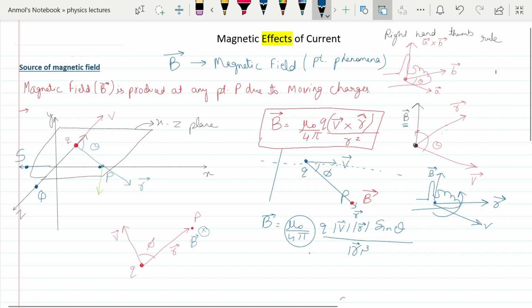What is mu naught upon 4 pi? Mu naught upon 4 pi value is 10 to the power minus 7. We'll tell about units also, but that will be at a later stage. And what is theta? Theta is the angle between the velocity vector V and R, the position vector. So take care of this.